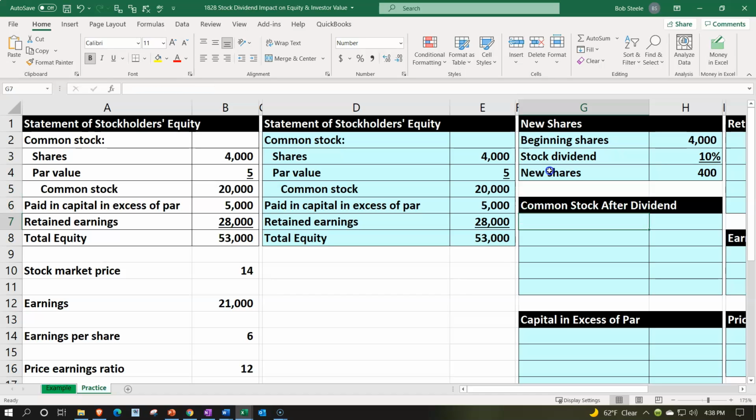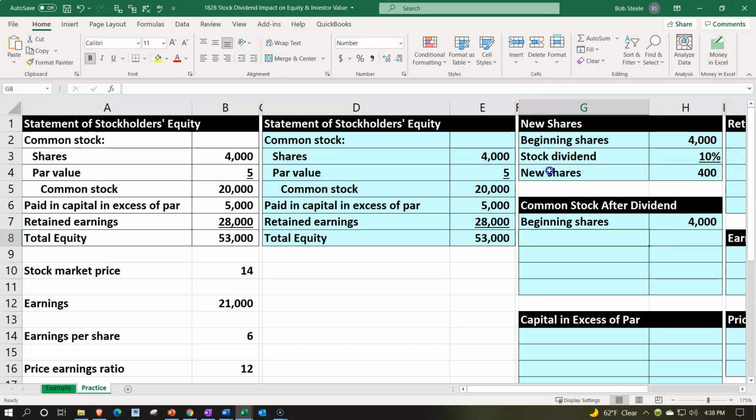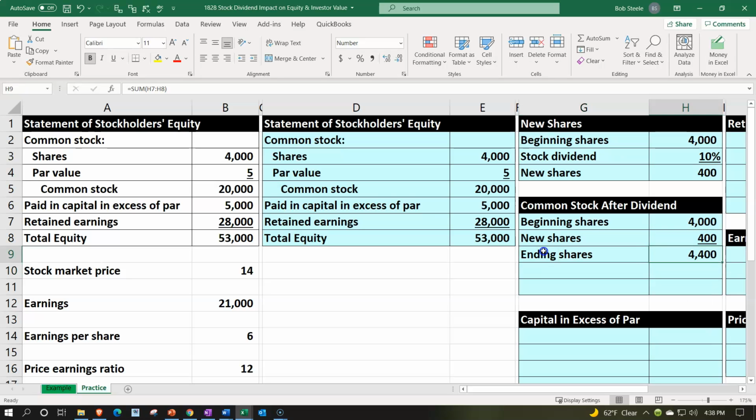So how many shares do we have total? Well, we have the beginning shares. In the beginning, there was nothing. No, we're not going that far back. We're going to 4,000 shares. In the beginning, there were 4,000 shares. Then the new shares we had were 400. We're then going to go to the font group and underline. That's going to give us the ending shares. Ending shares now after the stock dividend equals the SUM of the 4,000 and the 400. We're now at 4,400 shares out there.